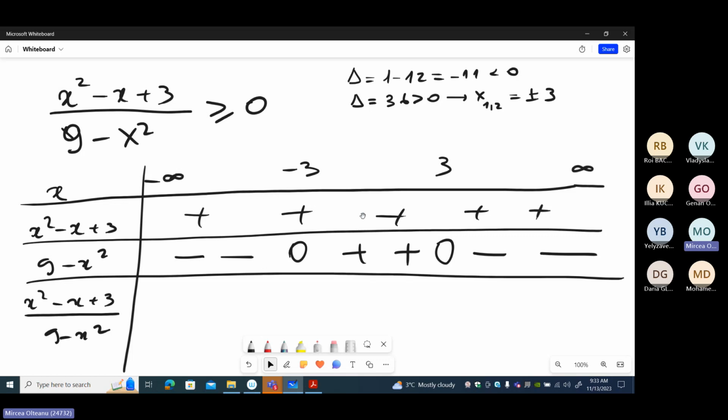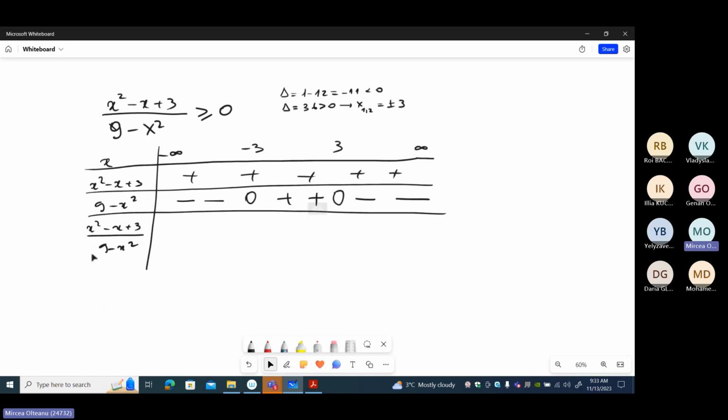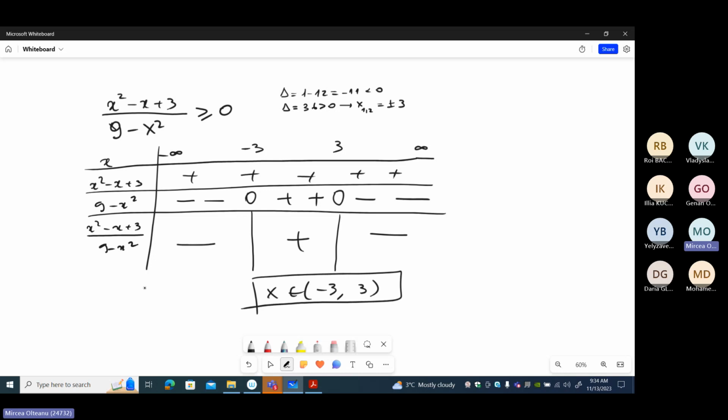Consequently, the sign of our ratio: here it doesn't exist because the numerator is 0. Here we have negative, positive, negative. We want it to be positive, so it is positive when x belongs to the interval minus 3, 3. And this is the answer. Again, I emphasize that when we have inequalities, we cannot eliminate the numerator. Never, don't do that.